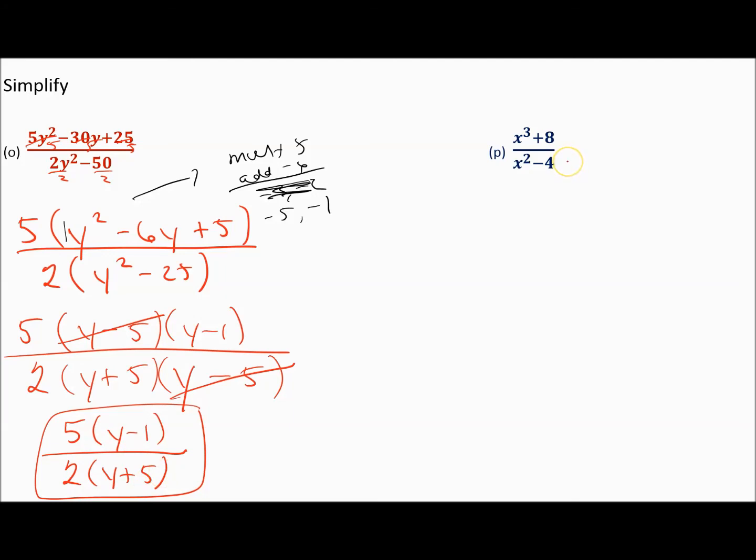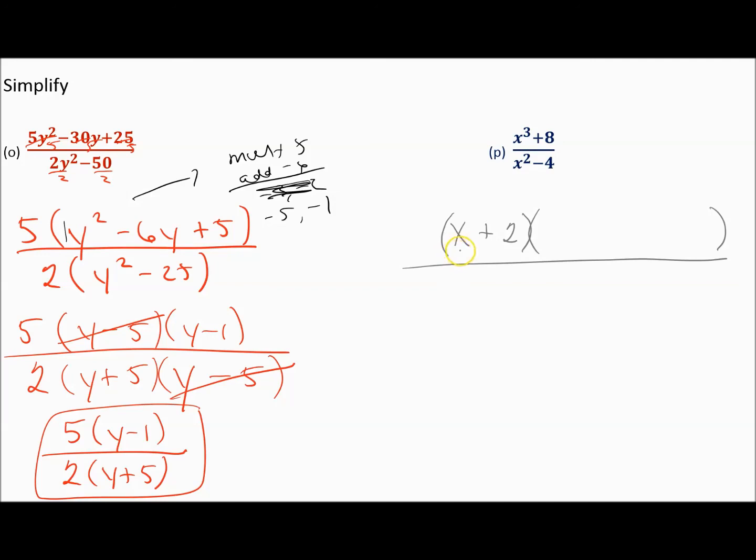Now if we look at our P problem over here, I have an x to the third plus 8. If you recall, that is a sum of cubes, and when you do a sum or a difference of cubes, you have a short set of parentheses and a long set of parentheses. And in the denominator, I have a difference of squares, but let's knock out the sum of cubes. The cube root of x to the third is x. The cube root of 8 is 2. If it's a sum, then plus goes here.